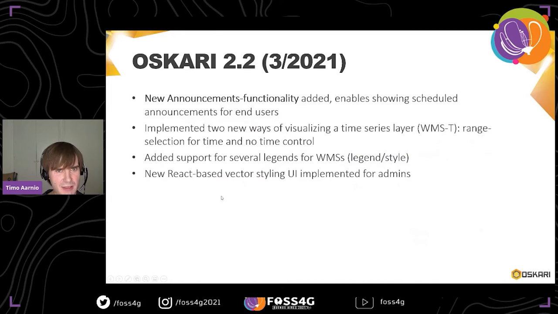Okay, moving on to this year, 2.2, March. New announcements functionality, very handy for service managers or administrators, and also very helpful for end users. I will have a picture or a screenshot of that as well. Some new ways for visualizing time series layers. Like I mentioned, we have support for web map service time, and added support for several legends. So if you have a web map service with several styles, several legends, we can now support that, since March.